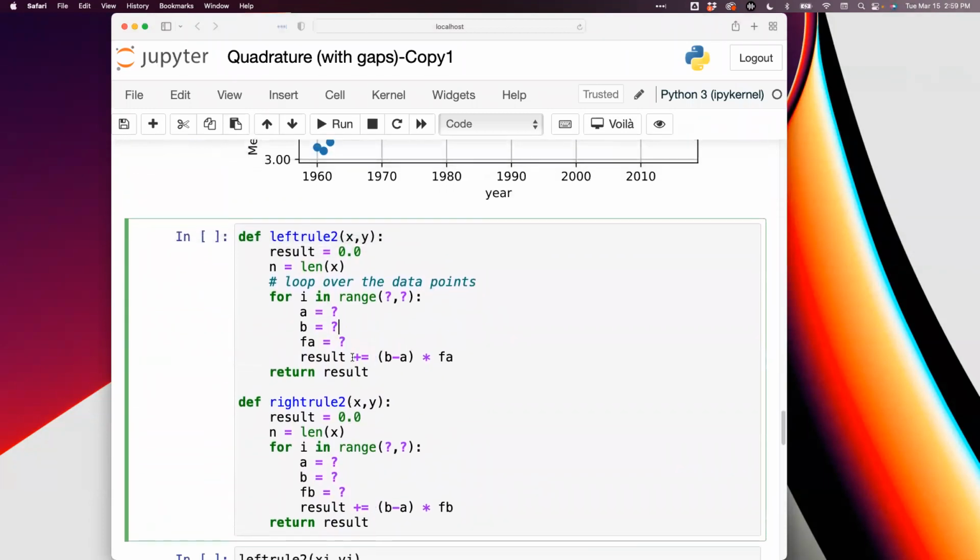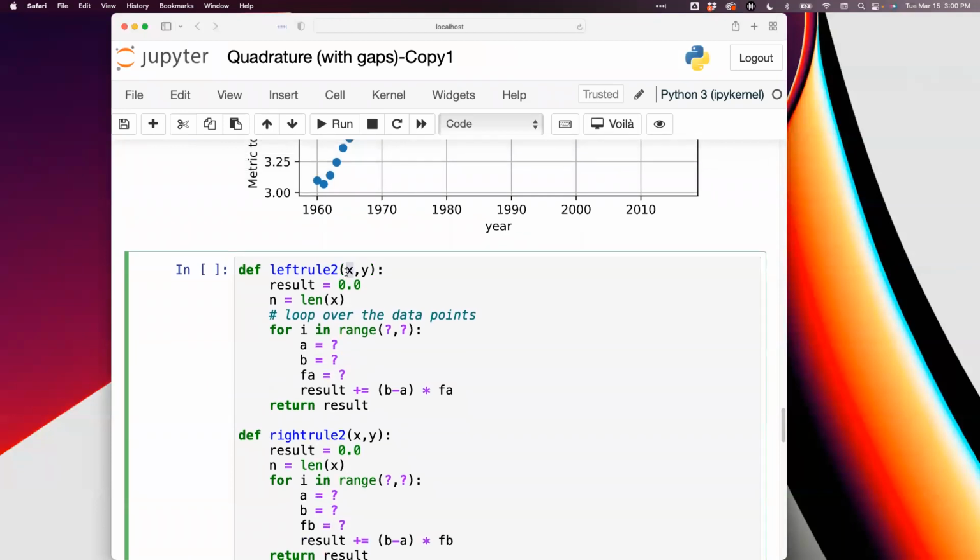Now I have skeletal functions for you to do the left rule or the right rule on XY data. Now you don't have a function anymore. You don't have a number of segments anymore, because the segments are already predefined for you, right? So all these functions are taking are X and Y discrete data. You see here in the function definition, left rule 2, or discrete, whatever you want to call it, it takes XY. I start with a result of 0 for my integral, because I want to add up all the areas between these points. And now I'm going to loop over the data points.